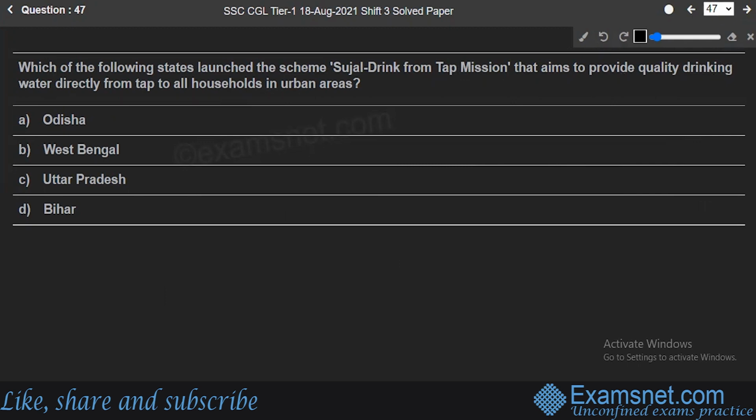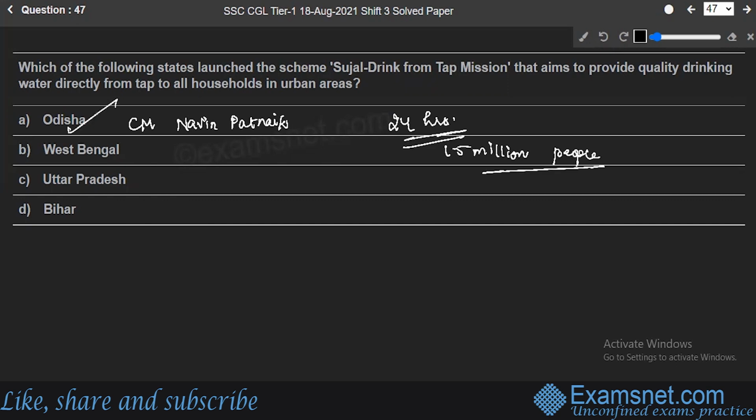Odisha Chief Minister Naveen Patnaik inaugurated the Sujal Drink from Tap mission scheme for providing 24-hour supply of quality drinking water in all urban areas of the state. The aim of the mission is to provide quality drinking water to more than 1.5 million people in urban areas. So the correct answer to our question is option A.